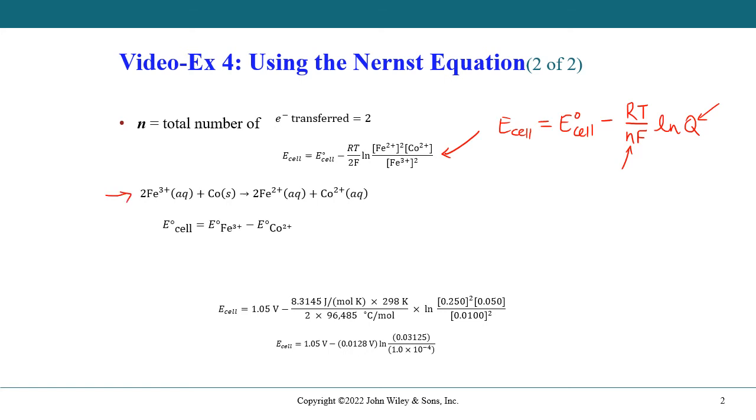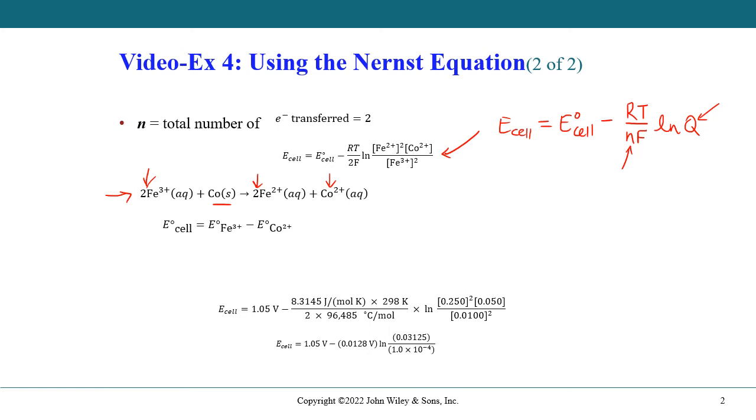You can see we've got products. Remember that the reaction quotient is the concentration of the products over the reactants. So you can see we've got Fe2+, which has to be squared because of this coefficient, multiplied by the cobalt concentration from here, and then the cobalt is a solid here, so we don't need to include it in the reaction quotient determination. And then the Fe3+ we need to square because we have a coefficient of 2.